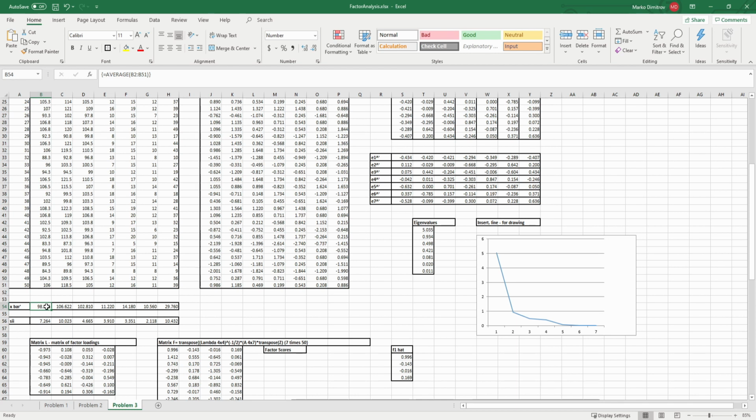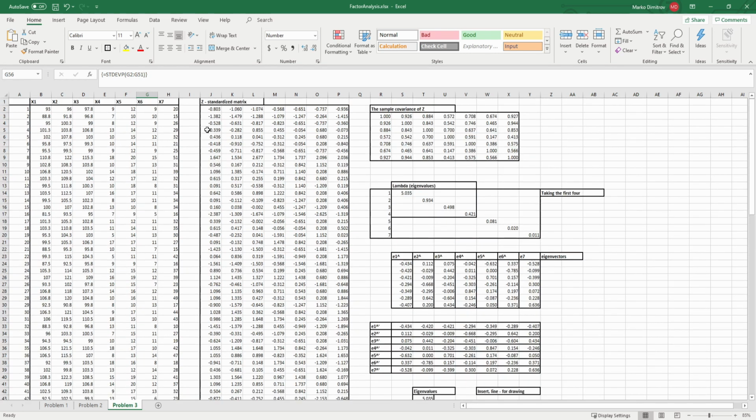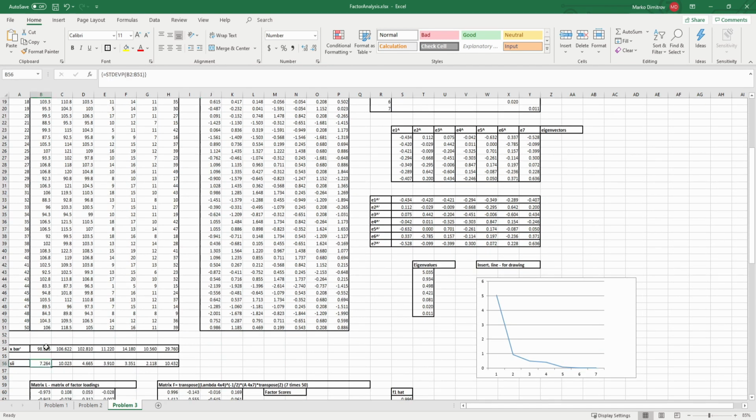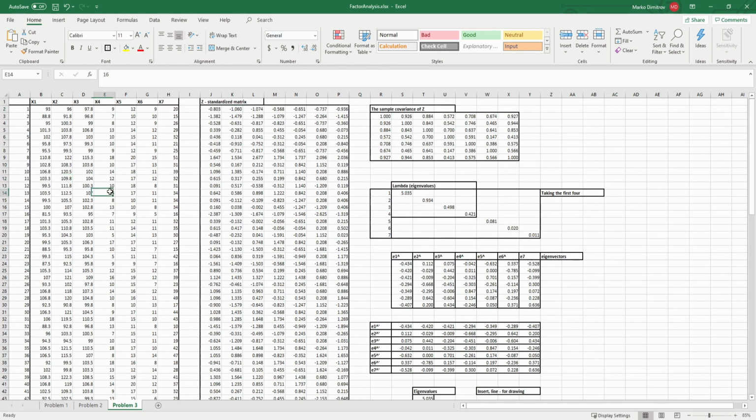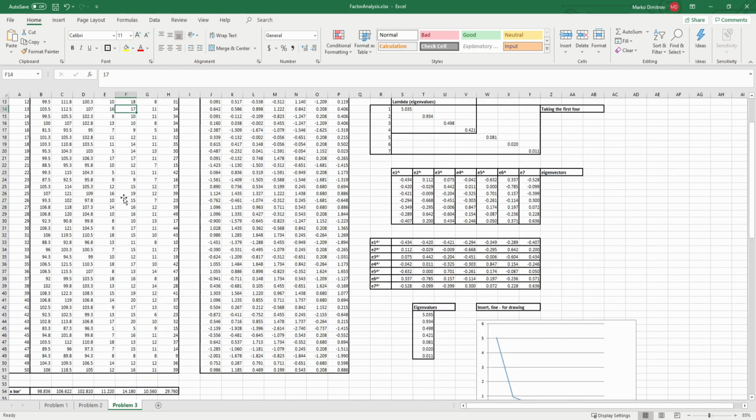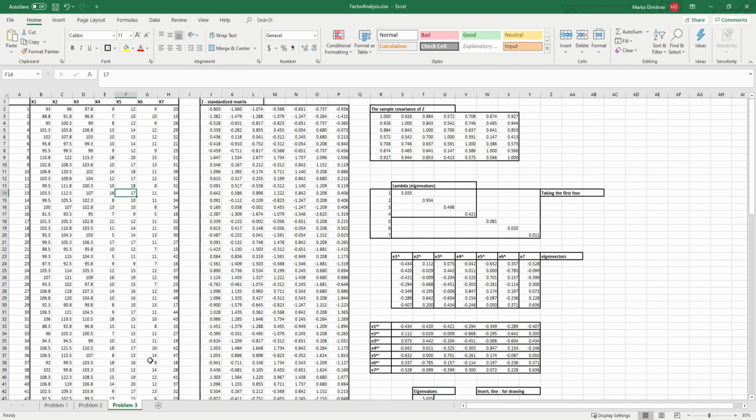Okay, so these are our averages, our sample means, and our sample standard deviations. And how do we standardize? Well, we subtract the mean and divide by the standard deviation. So this is the standard deviation, and we do that for each value. So for example, for this 17, we know that it's the fifth variable. We subtract the mean and divide by the standard deviation of the fifth variable. That is how we obtain the standardized matrix.